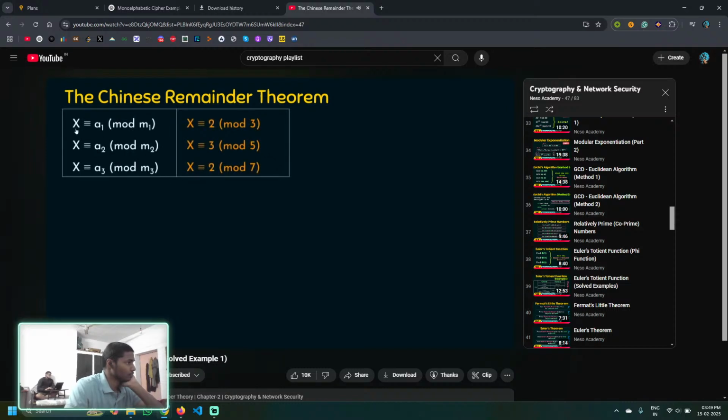We know the Chinese remainder theorem, where we have different congruence equations like this: x is congruent to a1 mod m1, x is congruent to a2 mod m2, and x is congruent to a3 mod m3. Since we have 3 different equations in the question, I'm stopping up to this.